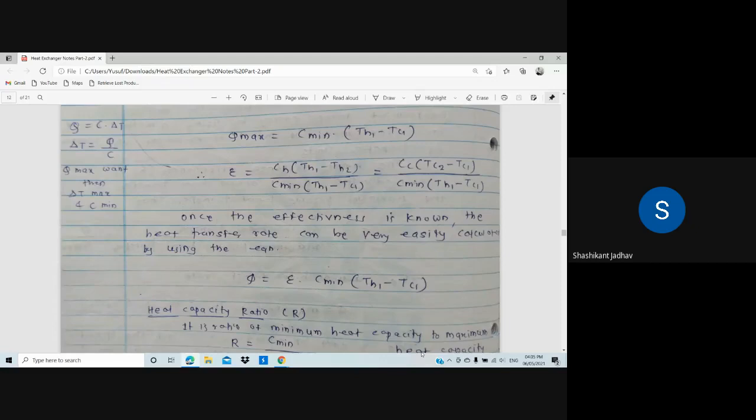तर हे इक्वेशन कशावरून लिहिले जे काय आपले इफेक्टिव्हनेसचे इक्वेशन आहे. Effectiveness is equal to CH into bracket TH1 minus TH2, हा CH into bracket TH1 minus TH2 म्हणजेच हा रेट ऑफ हीट ट्रान्सफर असते. म्हणजे Q is equal to काय लिहू शकता तुम्ही, effectiveness into C minimum into bracket TH1 minus TC1.